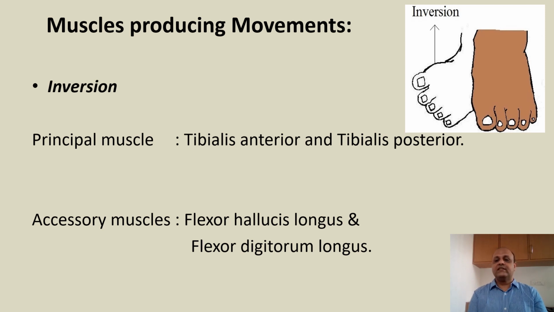So two muscles, tibialis anterior and tibialis posterior, attached to tibia on the anterior and posterior aspects. Tibia being the medial bone, they are the principal muscles which are producing inversion, and the long flexors at the back of the leg, flexor hallucis longus and the flexor digitorum longus, they are responsible for inversion of foot, but these two are the accessory muscles.